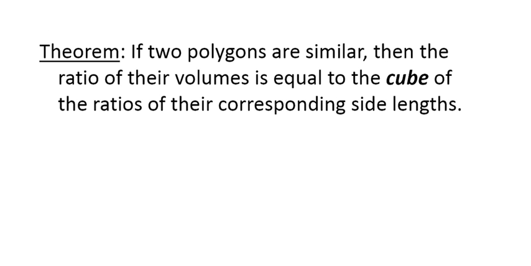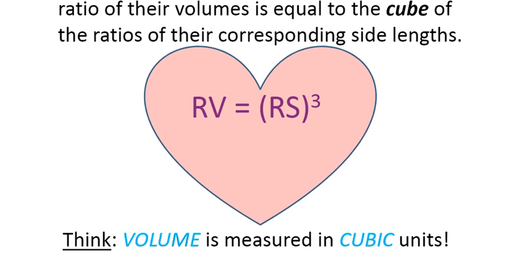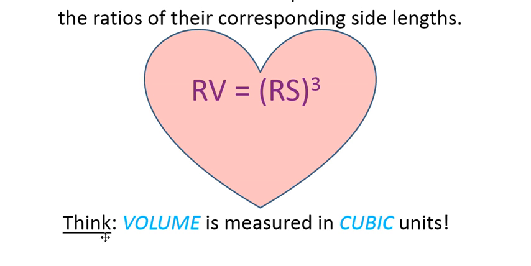And that leads us to the last big key idea for today's lesson. Anytime you have two polygons that are similar, then the ratio of their volumes is going to be equal to the cube of the ratio of their corresponding side lengths. And again, I'm going to represent this using some shorthand notation. This one also you need to know by heart, but this one also I'm going to give you a little trick for. Volume is measured in cubic units.